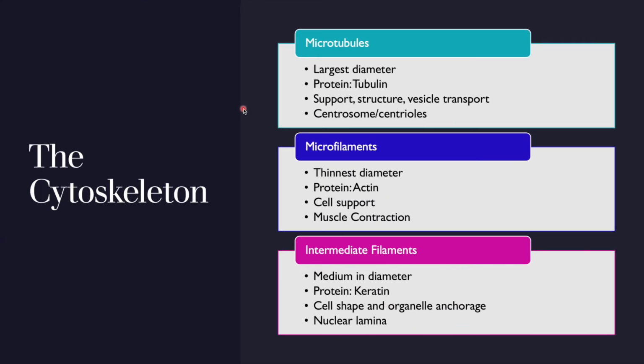The cytoskeleton is composed of a system of fibers which provides support and structure as well as allow for movement. There are three types of fibers making up the cytoskeleton: microtubules, microfilaments, and intermediate filaments.